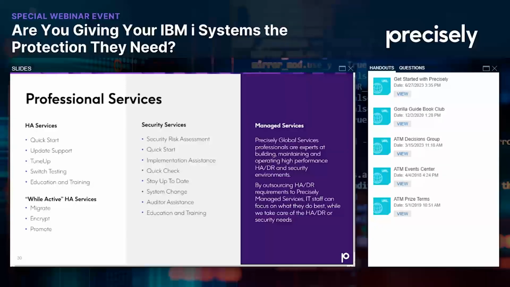And then we have the managed services offering as well. Some of our customers have gotten to the point where they just want us to manage their HA or, in some cases, their security for them. They'll use our tools, but we actually run that environment for them. And they dedicate no staff to it, and they're then able to free up that staff to go do other things and Precisely can be the managed service provider for them with running these things.